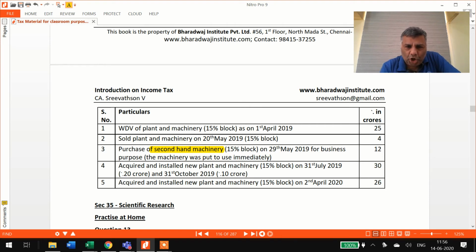Acquired and installed new plant and machinery, 15% block, on 31st July and 31st October, 30 crores. This is up to 1920. In 2021, he is buying additional plant and machinery, 26 crores.